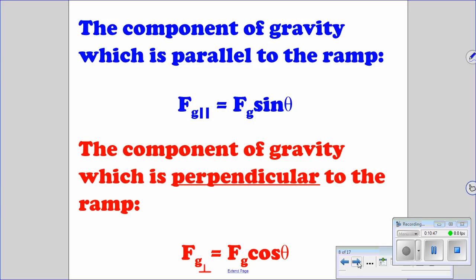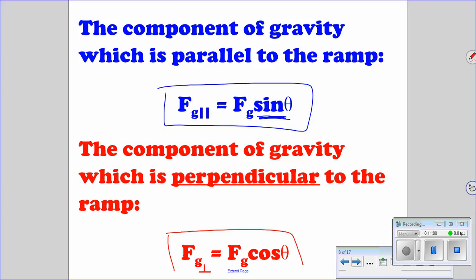So here's the equation to find the parallel component. You're just going to take whatever your force of gravity is and multiply it by the sine of the angle. And then to find the perpendicular component, you use cosine. Here's the typo, though. I wrote parallel on both of them. I cut and pasted, and then forgot to change the word parallel to perpendicular. So make sure that your notes are corrected to say perpendicular here. Good.